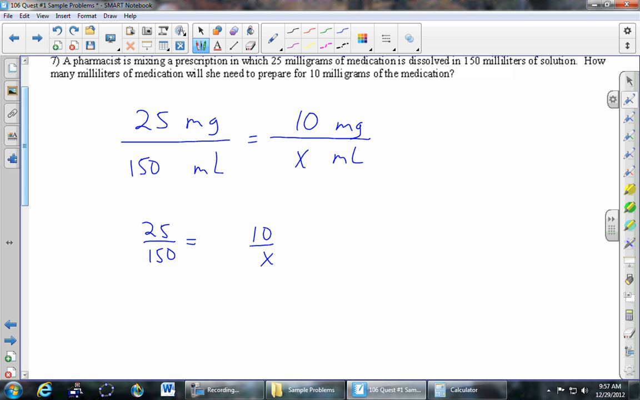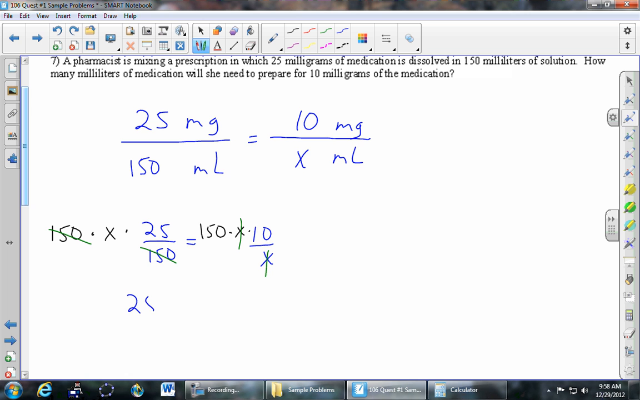But in case you don't see that, I'll leave it just like it is, and we're going to multiply both sides by both denominators. So multiply here by 150 and x, and do exactly the same thing over here, multiplying both sides by both denominators. And then we cancel. The 150s go away on the left, the x's go away on the right, and then I'll copy down what's left.